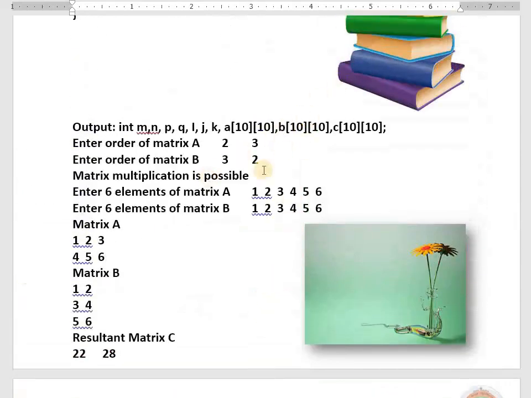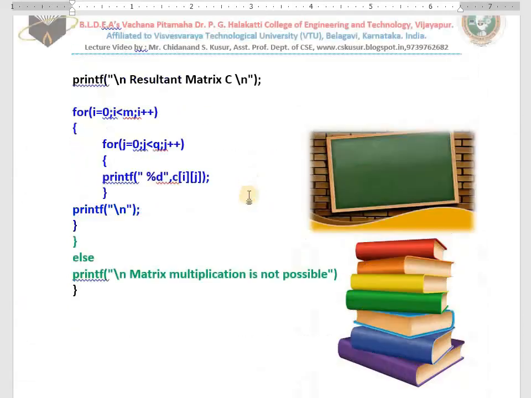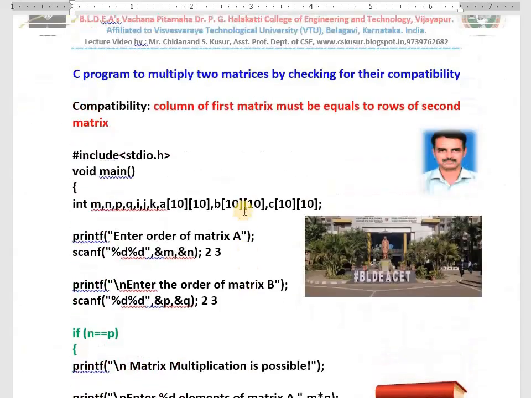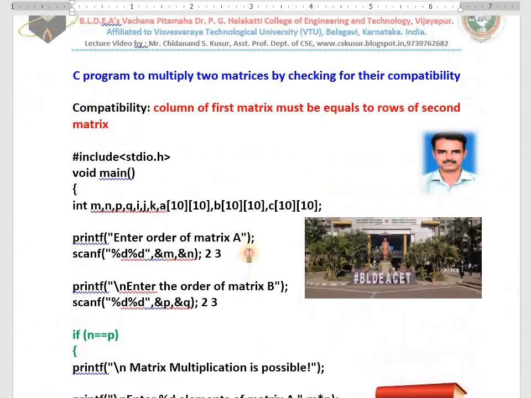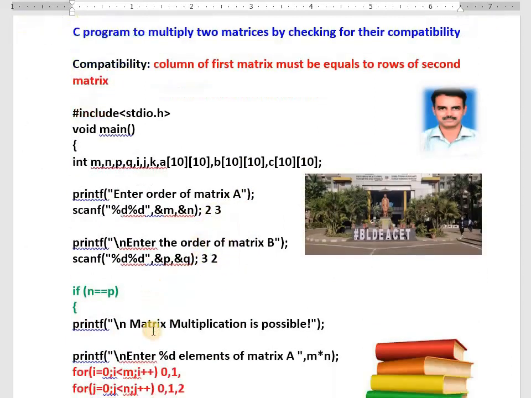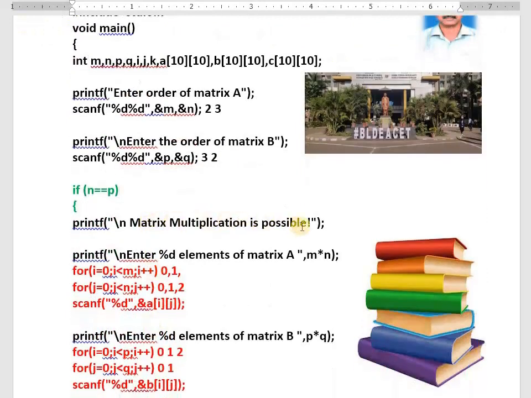If matrix multiplication is possible, what happens? Please listen to me. Assume that we enter the order of matrix A as 2 by 3, and the order of matrix B as 3 by 2. Now n is equals to P. Yeah, n is equals to P means matrix multiplication is possible. Read m into n values. M is how much? 2. 2 by 3 means enter 6 values.